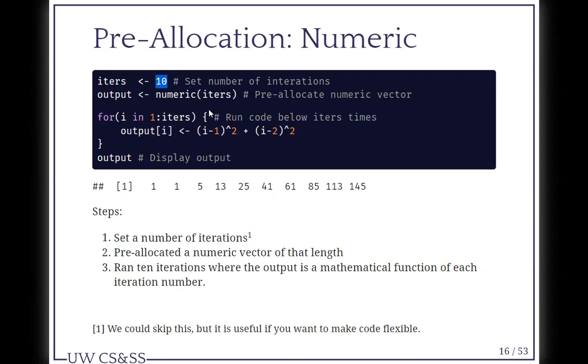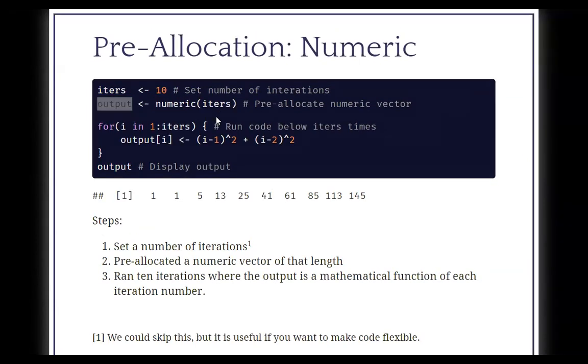But let's say that we have our pre-allocated output vector. This is going to be empty. Let's check that out. So we run iters 10, and note output is just a bunch of zeros.